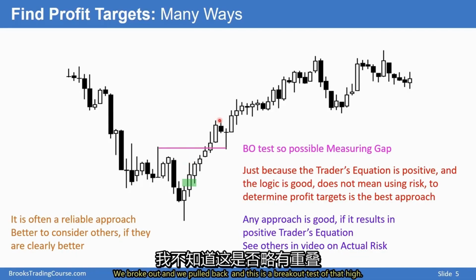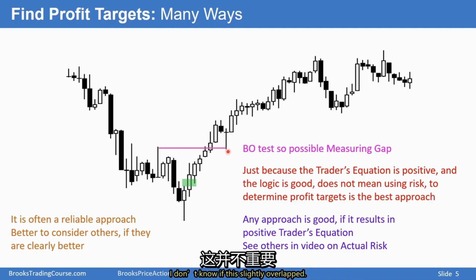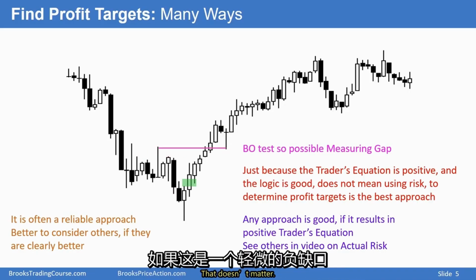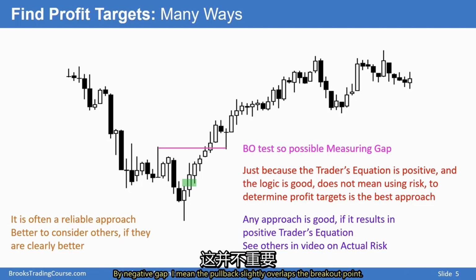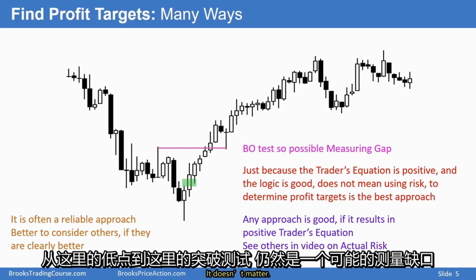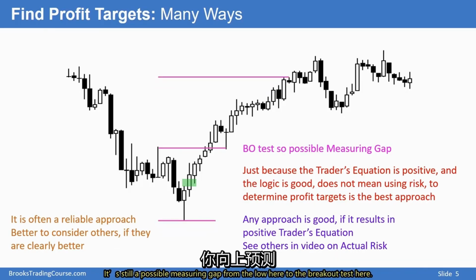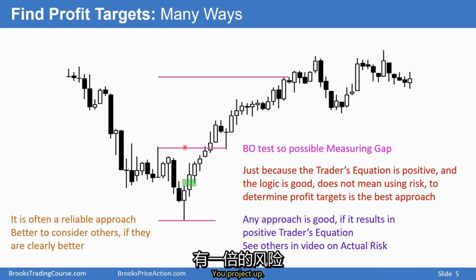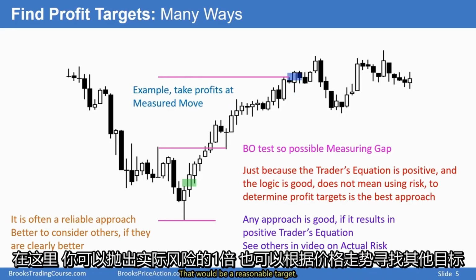We broke out and we pulled back, and this is a breakout test of that high. I don't know if this slightly overlapped that. It doesn't matter if it's a slight negative gap. By negative gap, I mean the pullback slightly overlaps the breakout point. It doesn't matter. It's still a possible measuring gap. So from the low here to the breakout test here, you project up, there's 1 times the risk. And that would be a reasonable target.